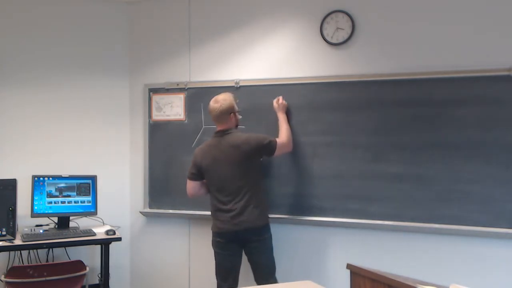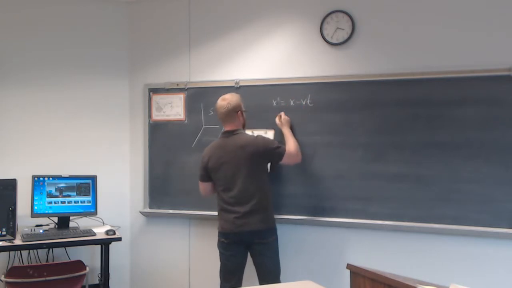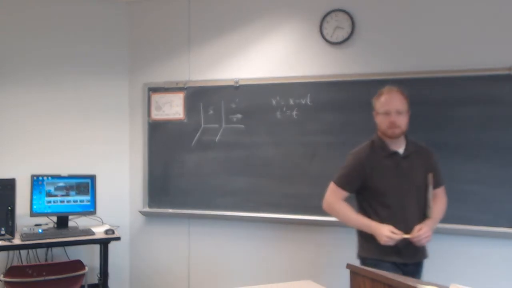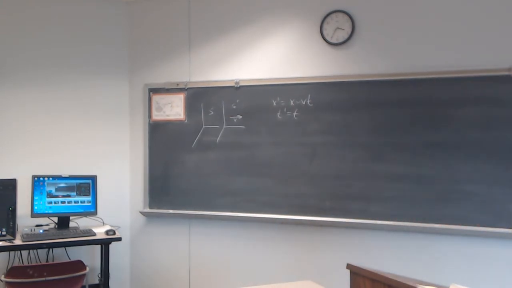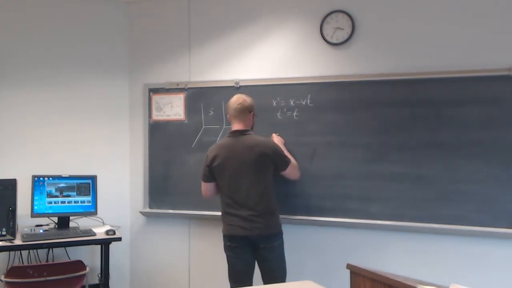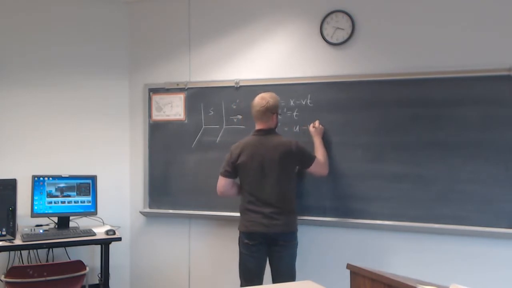We can say that x prime is x minus vt, and t prime is equal to t. Again, this is just classical physics, there's no time dilation or special relativity to be concerned about. And then the last one we said is u prime. u prime is equal to u minus v.